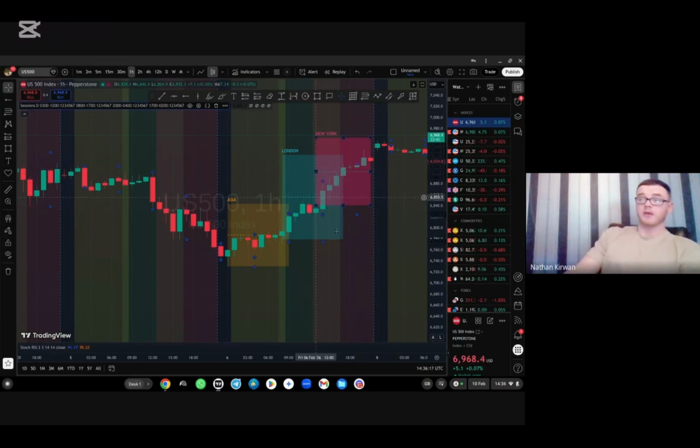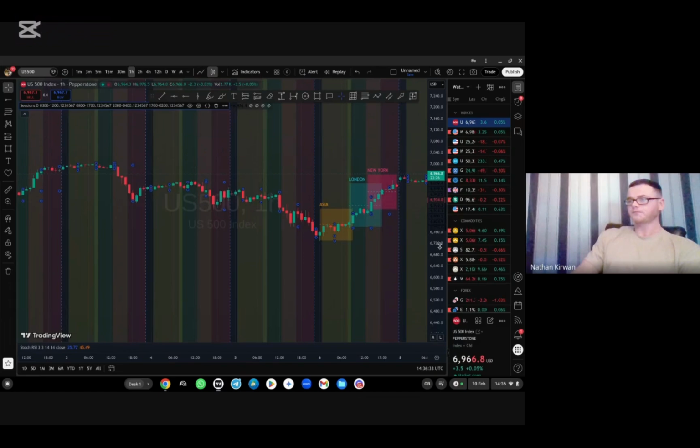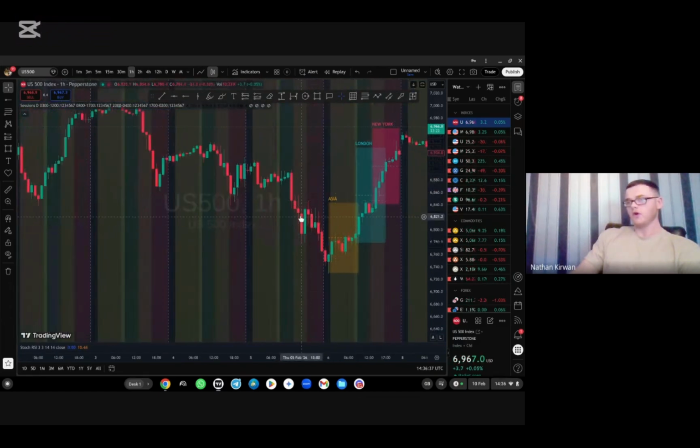I especially trade the overlap of London and New York, because you have everybody over in the west, and you have everybody that are over in the east, and they're all trading at the same time. That's the best chance to trade. That's where all the money is. That's where all the volume is. And if you zoom out, you'll see that the majority of the moves happen within these overlaps.